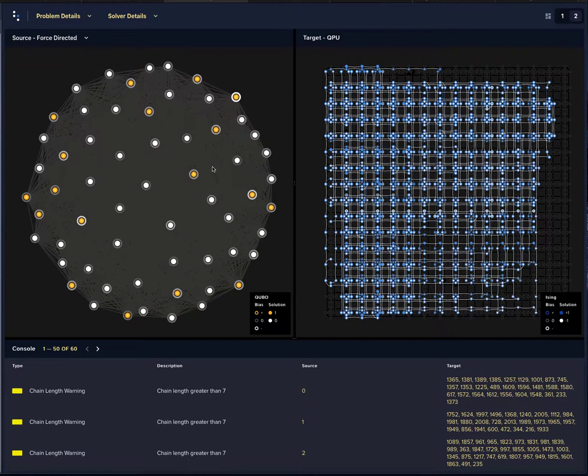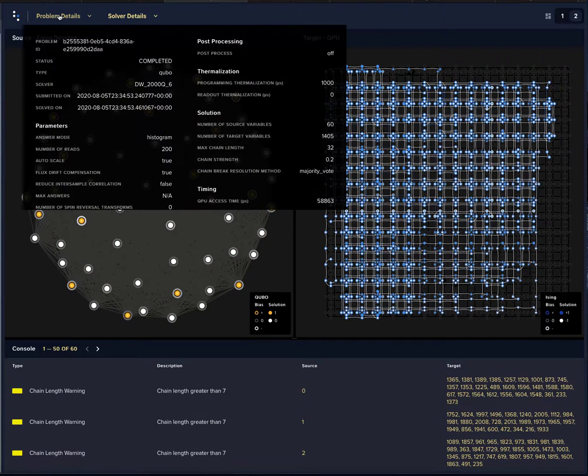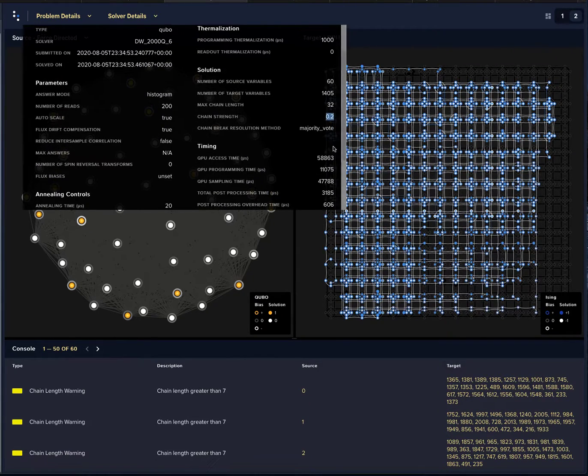If you look at the other page, here's the solution. So not a lot of stocks got picked. Maybe it was a smaller portfolio. So let's take a look at the problem. Post-processing was off, 60 variables, 32 chain length. This time, we reduced the chain strength from 1 to 0.2. I've only ever gone to 0.1. I don't dare to go with lower chain strength. So the chain length went up, and this time I'm using 200 microseconds of time.